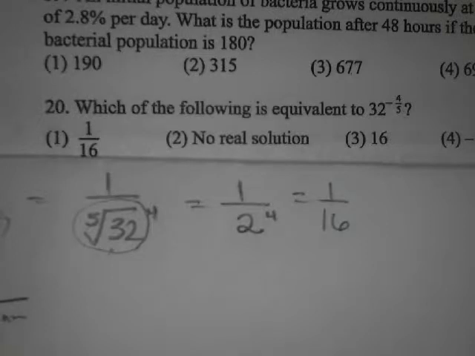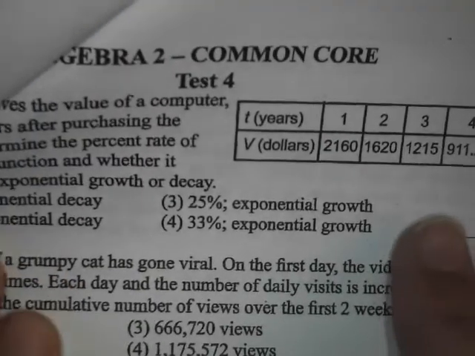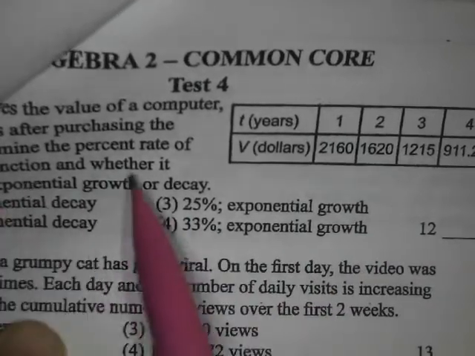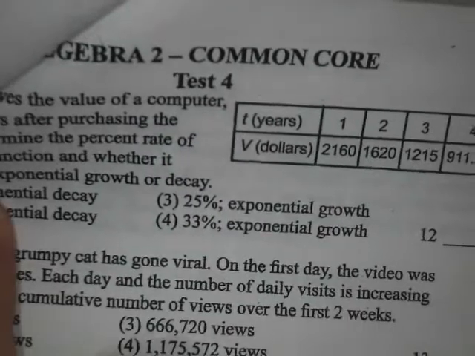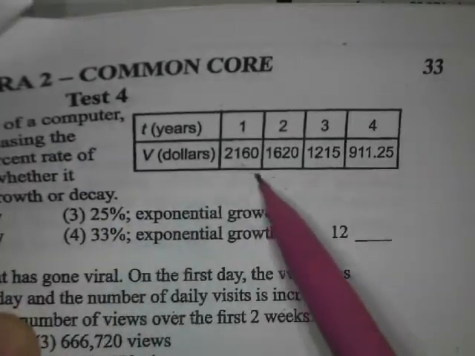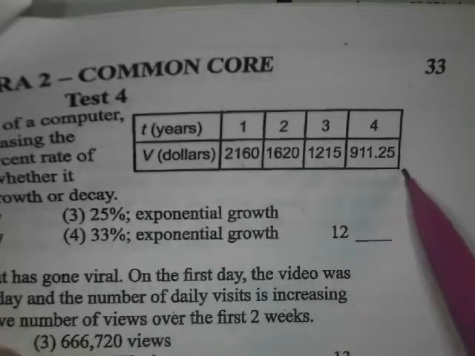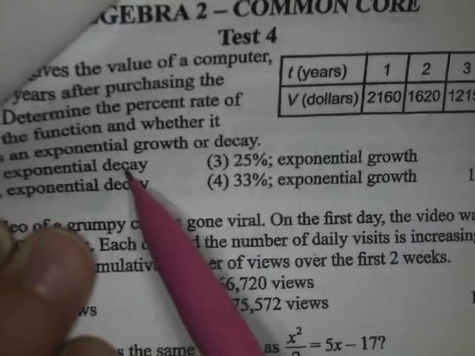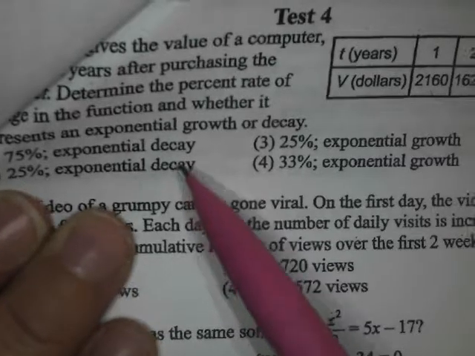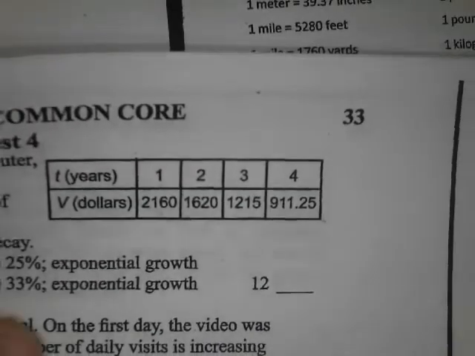Go ahead. 12. Oh, 12. I must have known that was a hard one. So this gives us a table of values and essentially asks us to determine the percent rate of change in the function and whether it represents growth or decay. So first and foremost, look at your numbers. They're decreasing, so it's definitely decay. So it's going to be 1 or 2. Yes? Okay.